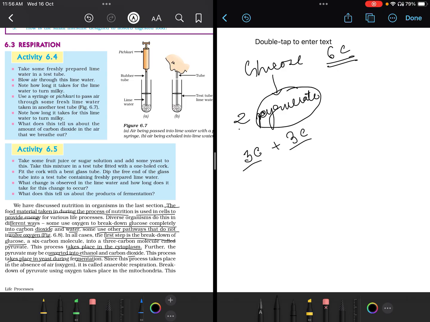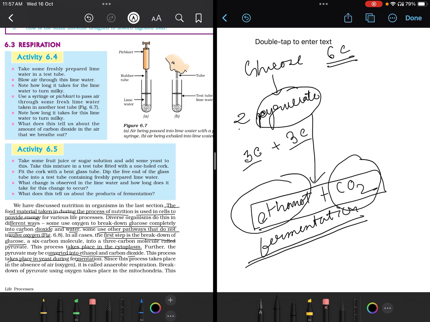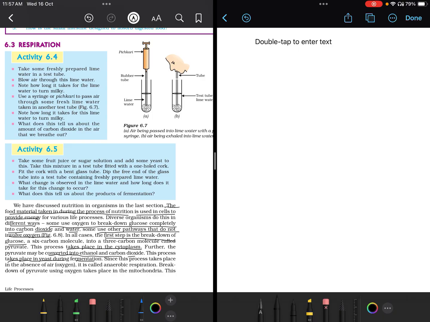Now this pyruvate again converts into ethanol and carbon dioxide. This process is called fermentation. Remember this term, fermentation. In fermentation, what is produced? Carbon dioxide and ethanol. So in your examination, they might ask you what is fermentation. So you have to write all these things and just make sure you write this flowchart also. Since this process takes place in absence of oxygen, it is called anaerobic respiration.